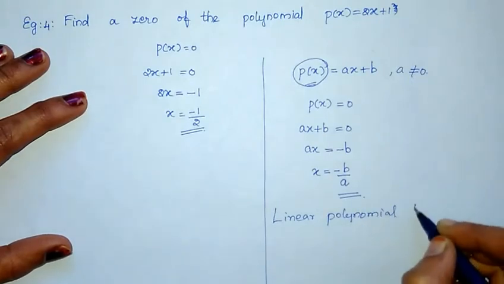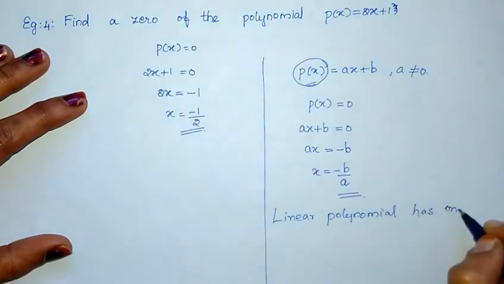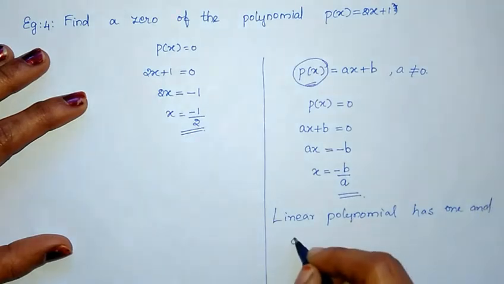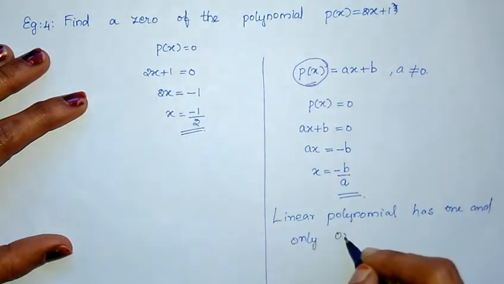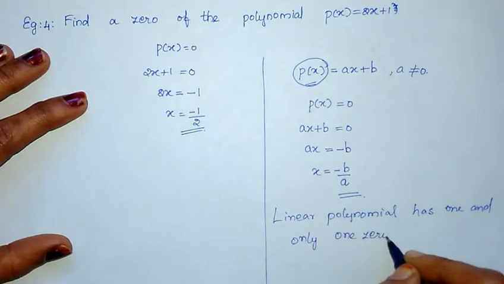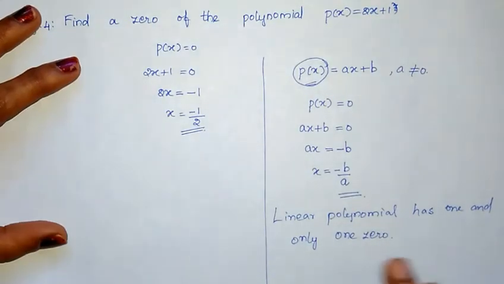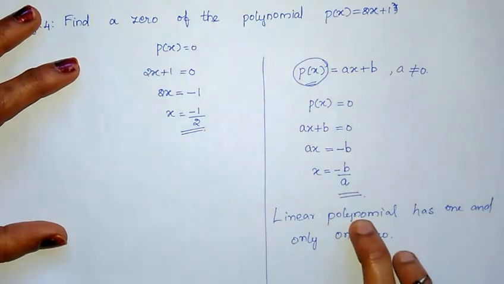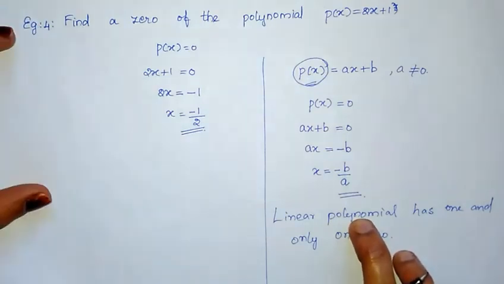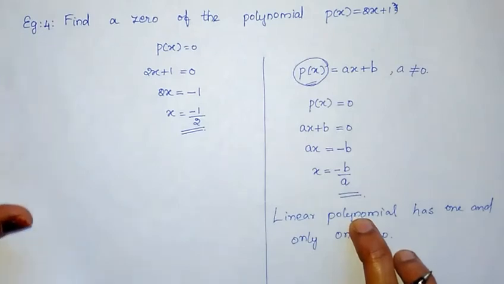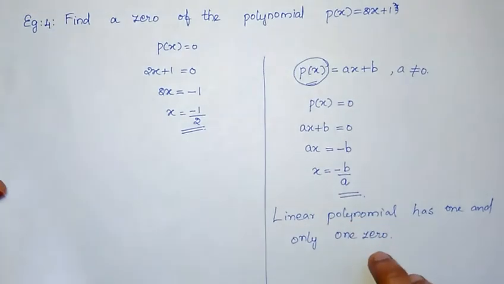Linear polynomial has one and only one zero. Linear polynomial means a polynomial which has the degree 1. So, if a polynomial has degree 1, it has only one zero.